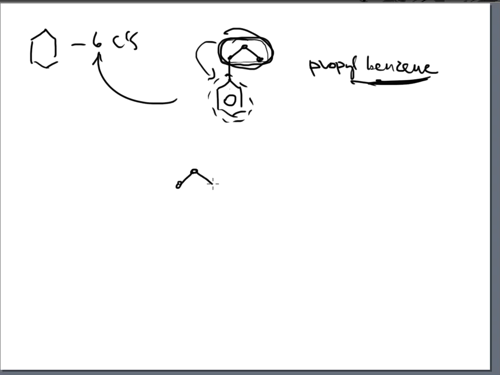However, if I get a longer chain than 6, so here we go, 1, 2, 3, 4, 5, 6, 7, 8, and then let's say that we have a benzene ring here.